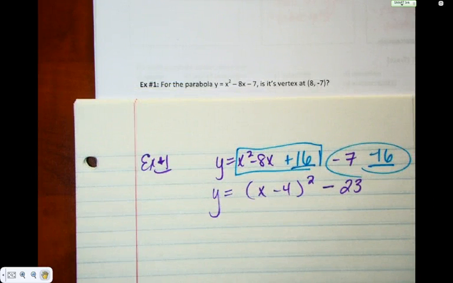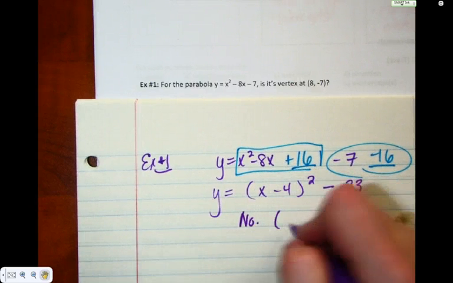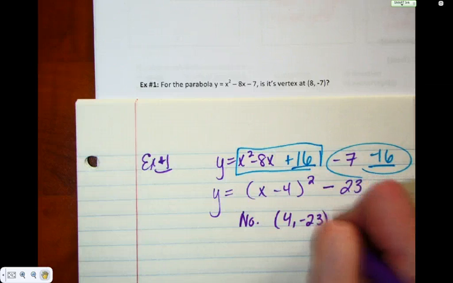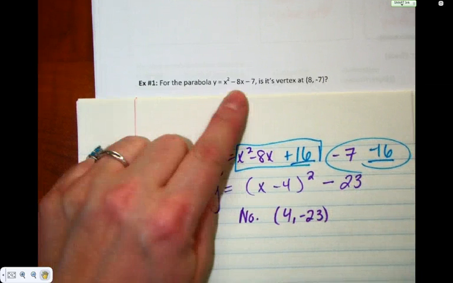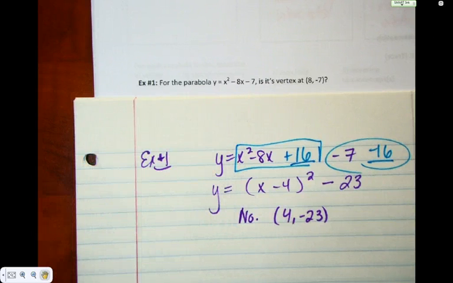Is the vertex 8, negative 7? No way, it's not even close to that. What is the vertex? 4, negative 23. Again, could you have looked at this original and even imagined it was 4, negative 23? It's not like a line that you could just quickly do. You have to really go through the steps to figure it out.